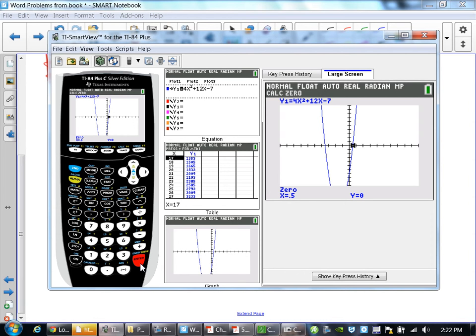It's just as fast going that way as it is to factor, but sometimes when you have really weird values, using the calculator can make your life so much easier. Okay? Sound a little bit better? All right.